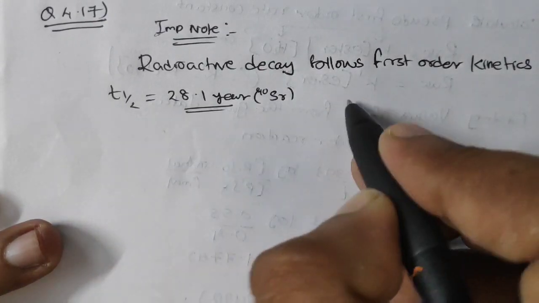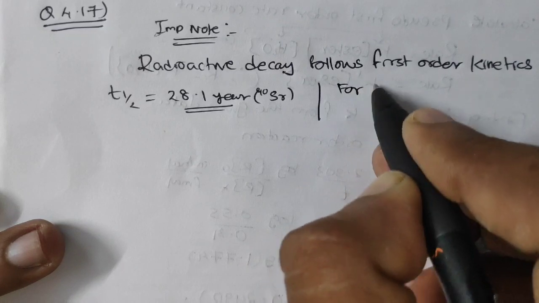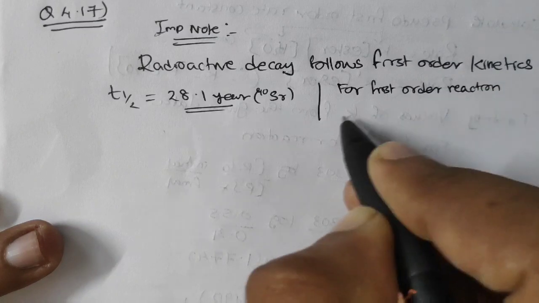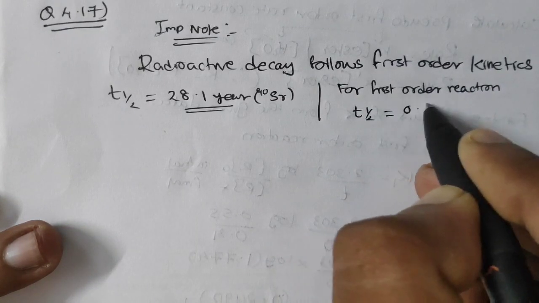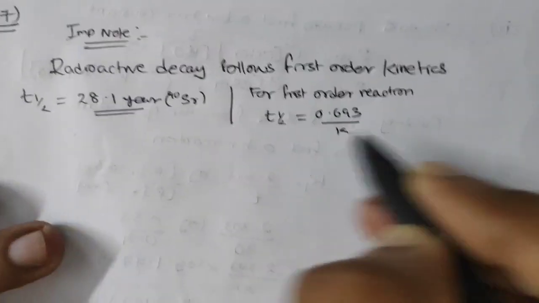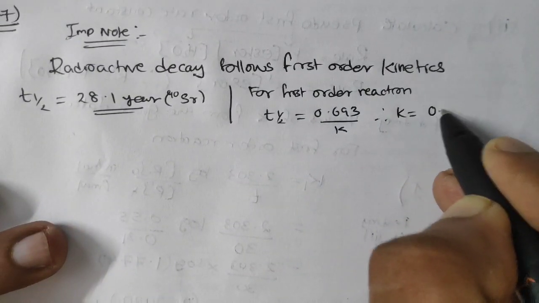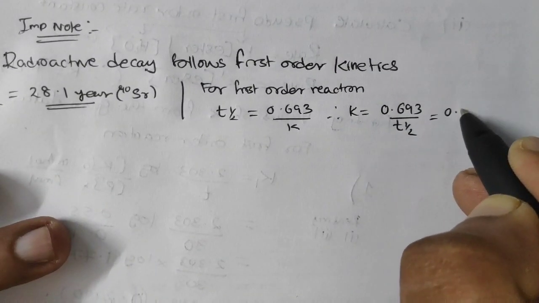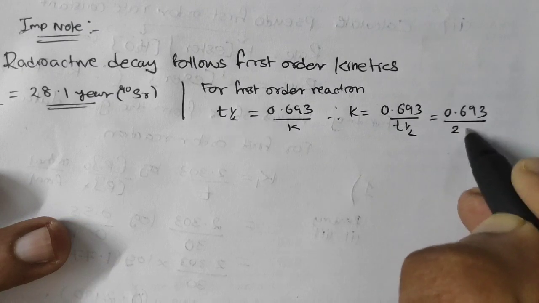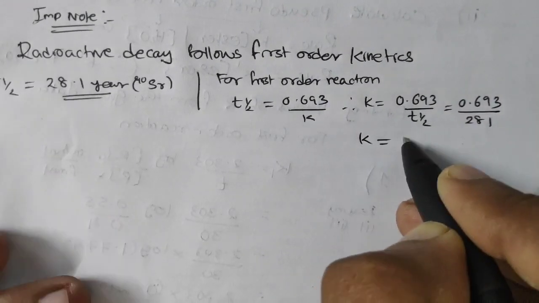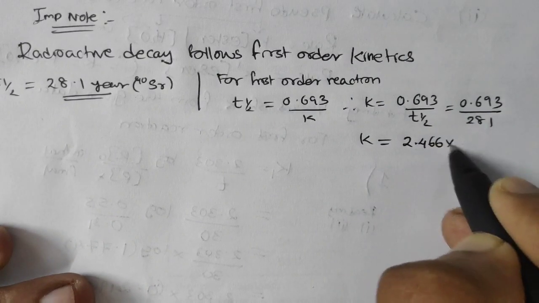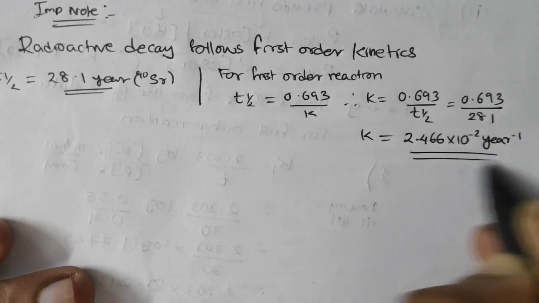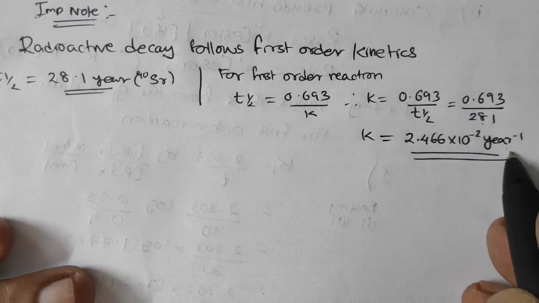So from this we can find out the rate constant. Now we know for a first order reaction, T half is equal to 0.693 by K. So K is equal to 0.693 by T half, which is 0.693 by 28.1, so K is equal to 2.466 into 10 raised to minus 2 year inverse. Understood? You have to remember, because T half is given in years, this is year inverse.